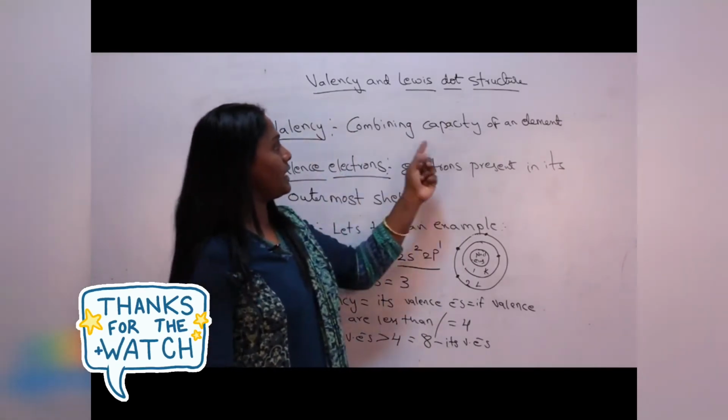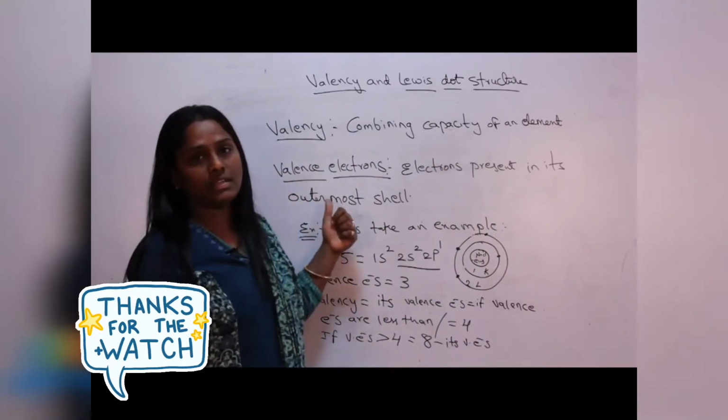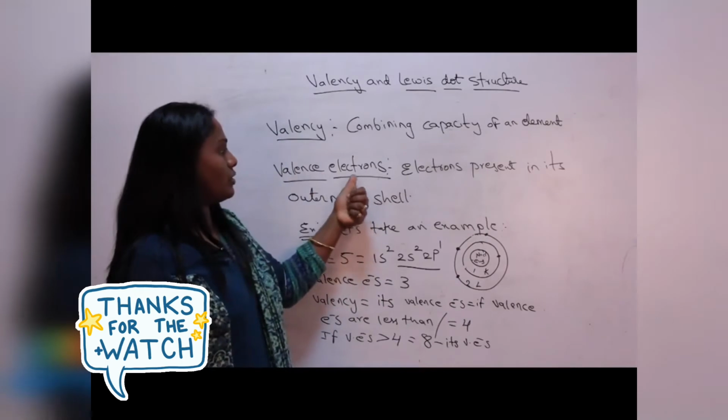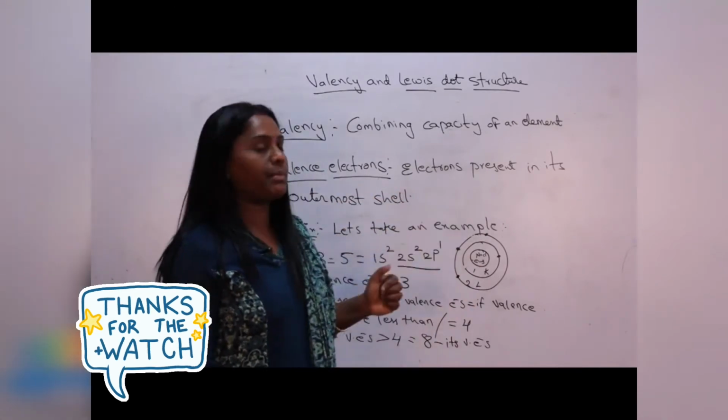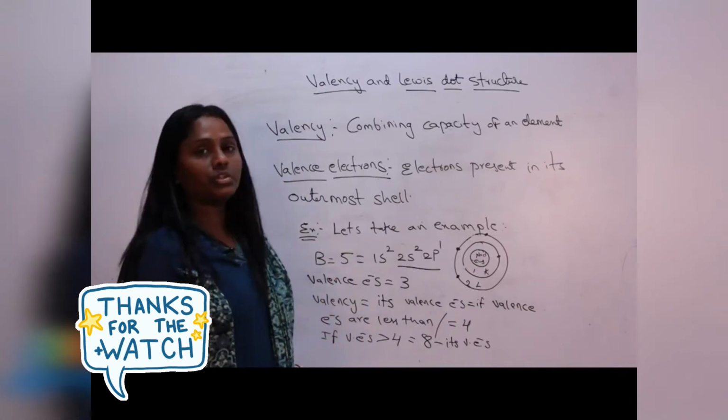Valency means combining capacity of an element. In this we should know about valence electrons. Valence electrons means electrons that are present in its outermost shell. What is meant by outermost shell?